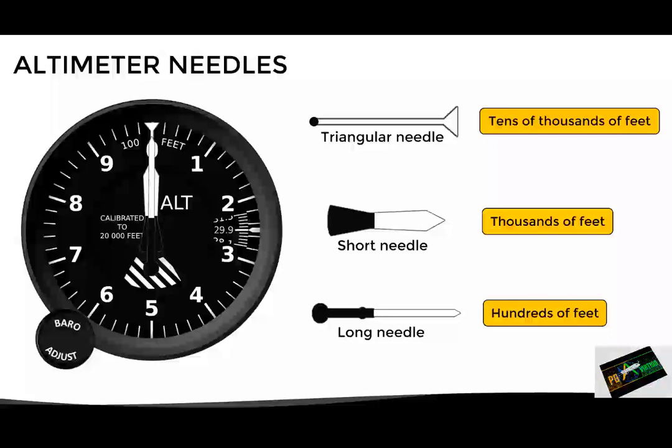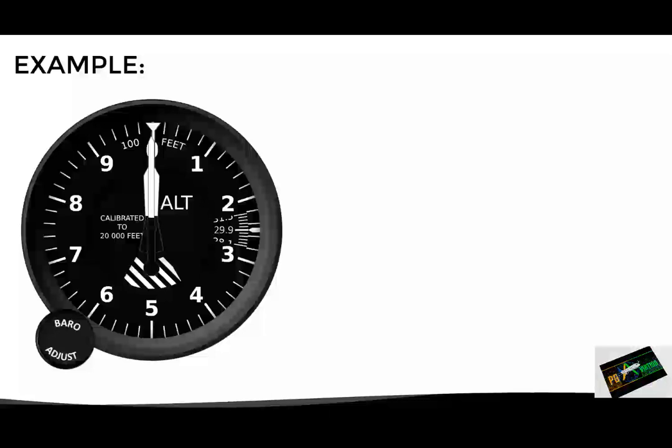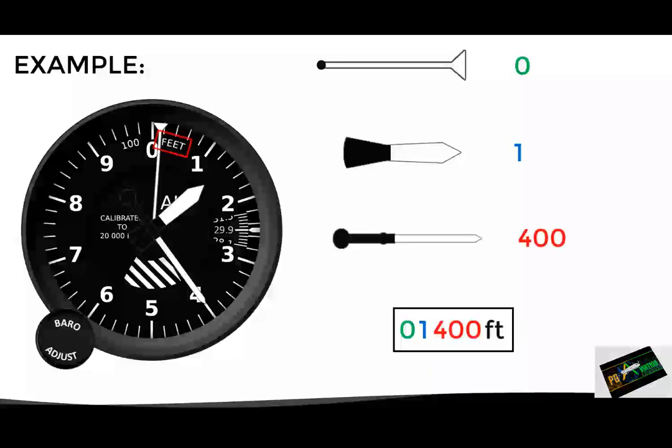Let's see some examples of how to read the altimeter using the 3 needles together. In this case, all 3 needles are pointing 0, which indicates 0 feet. So in other words, the aircraft is exactly at the barometric reference level. Now let's suppose the aircraft climbs and the altimeter shows this indication. In this case, the triangular needle is between 0 and 1, therefore it indicates that the aircraft is between 0 and 10,000 feet. Then, the short needle is between 1 and 2, which means that the aircraft is above 1,000 but below 2,000 feet. And finally, the long needle is pointing number 4, which represents 400 feet. So with this, the altimeter reading is 1,400 feet.